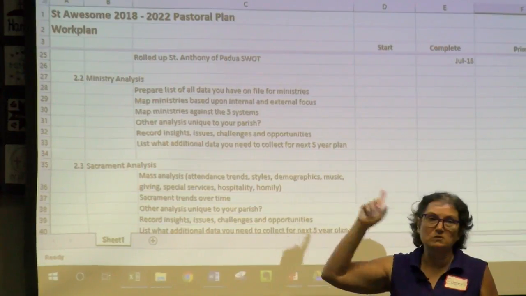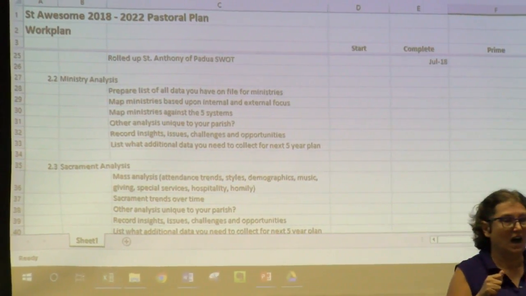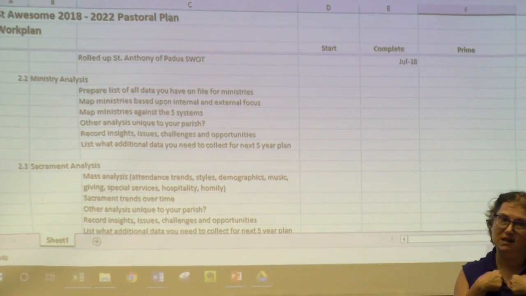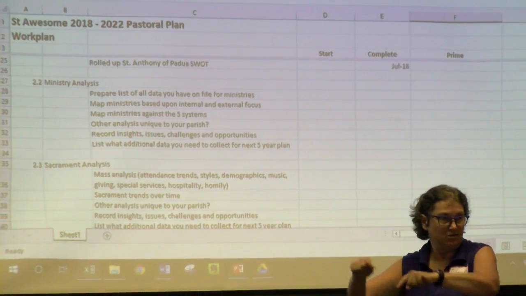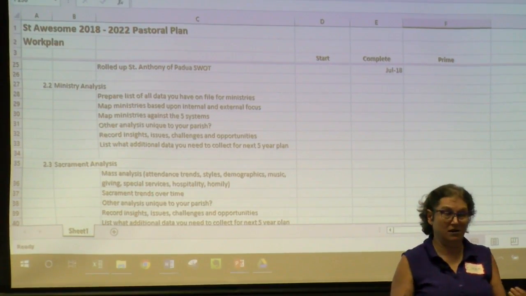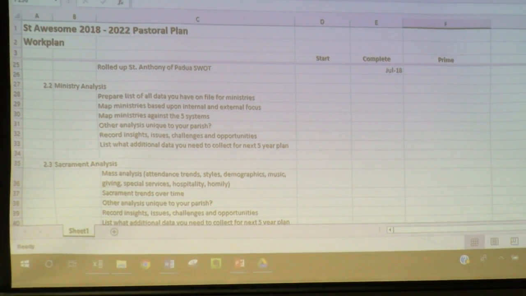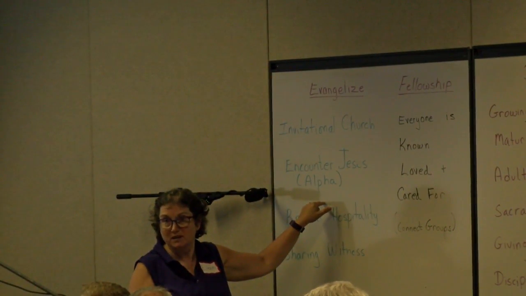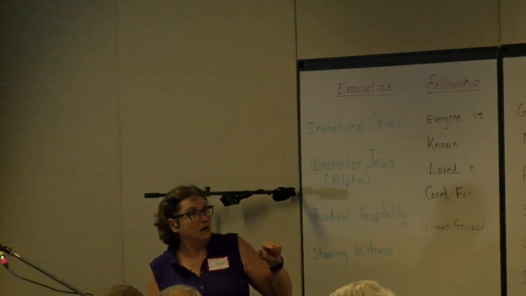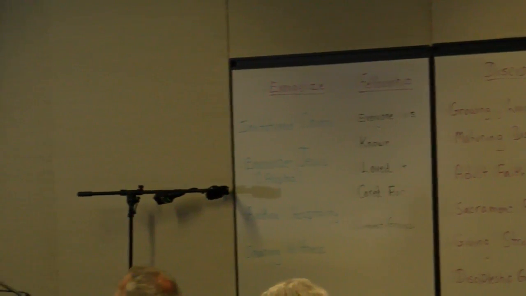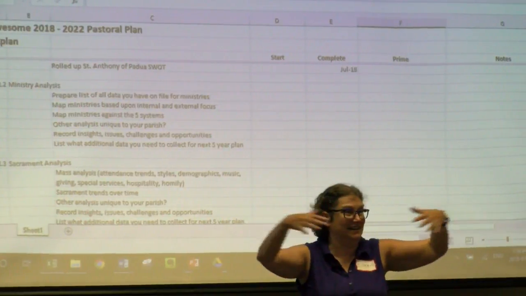Then we mapped those ministries. We used yellow stickies to mark which were serving internally and which were serving externally, because our mission statement was to go out and change the world. Then we mapped them against the 5 systems, and in our day we had zero under fellowship, and the only thing we had under evangelization was Alpha, and we only had one kind of Alpha at the time. And then we had lots and lots under service. We had a fair number under worship. We had this much on administration.